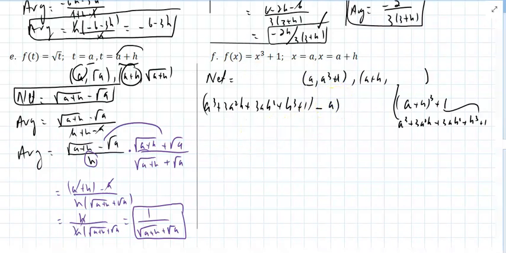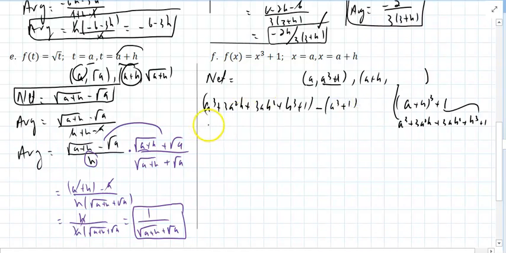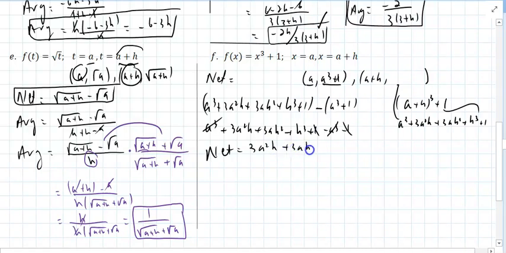I'm sorry, the other y1. That would be a cubed plus 3a squared h plus 3ah squared plus h cubed plus 1 minus a cubed minus 1. The a cubes cancel out and the positive and the negative one cancel out. So I got the net to be 3a squared h plus 3ah squared plus h cubed. Done.